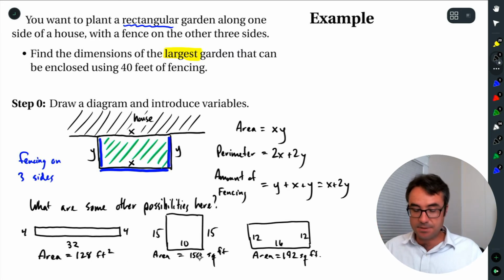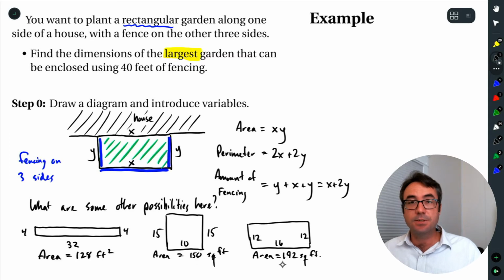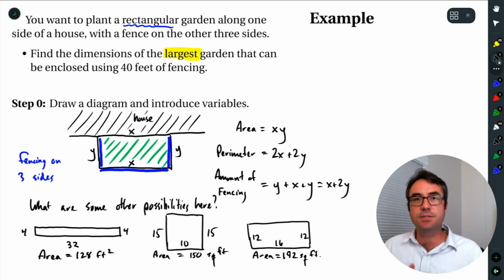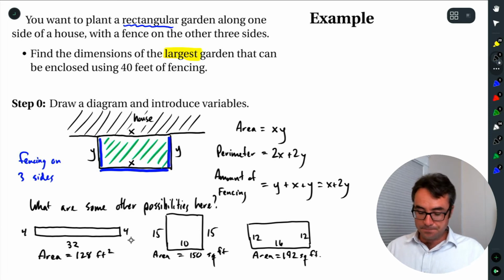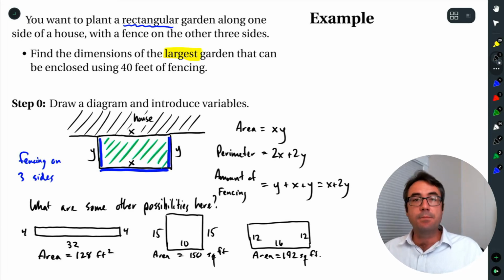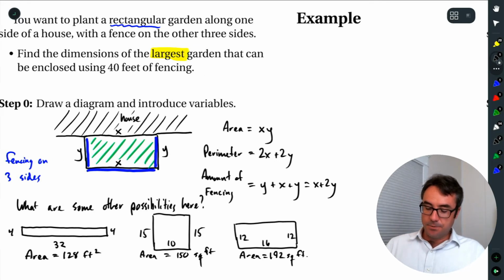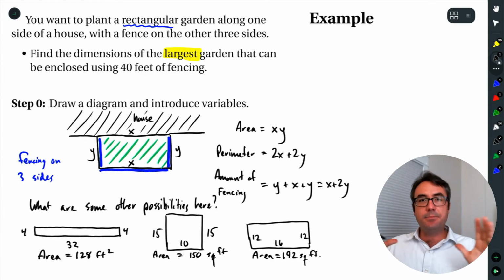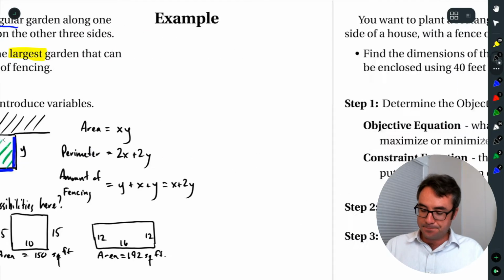So you can see, with 40 feet of fencing, I can get these different rectangular shapes that have different areas. So conceivably, there's one configuration, if I could just get this just right, that would give me the largest size for my garden. And that's what we're trying to find. So we're trying to find the dimensions that give us the largest garden. And so just some different options here, but we're going to use calculus to help us find this. So that's step 0, just to get a picture of what's going on.